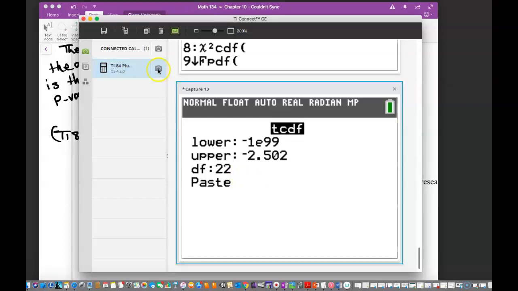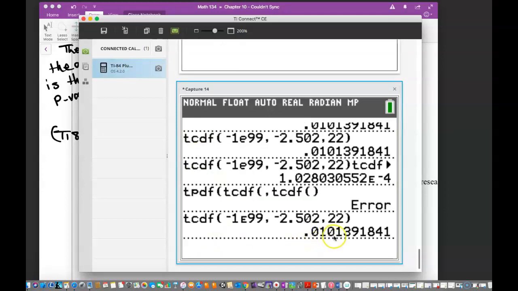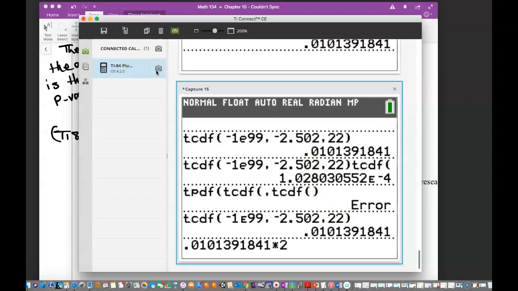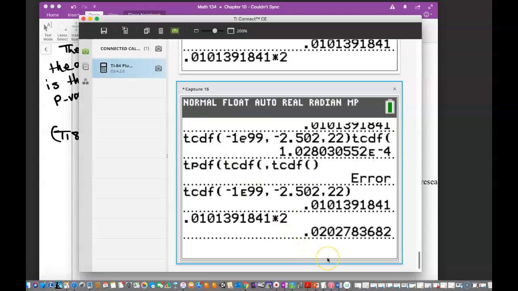Then enter. Okay, so the answer is 0.010139. Then we should multiply this number by 2 because this is two-tailed. So multiplying that number by 2, the answer is 0.02027. I'm rounding to 0.0203.